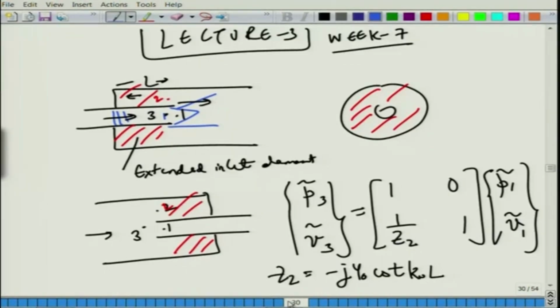So, now let us consider extended inlet element. This is your extended outlet. Okay. So, let us focus on figure A. All right. What happens across this discontinuity?